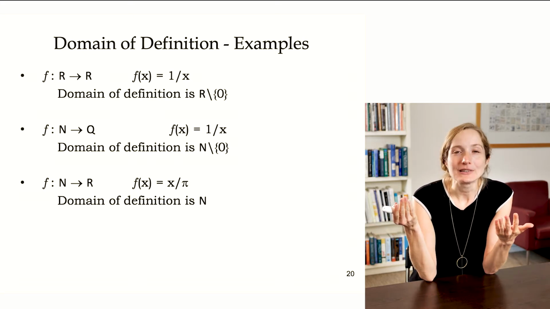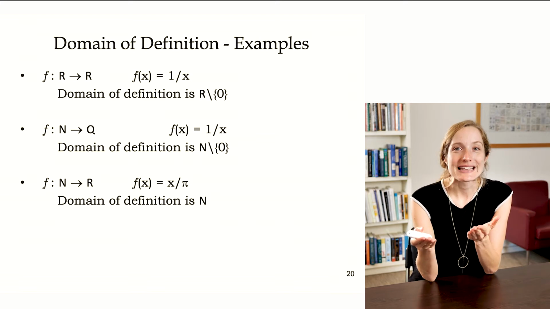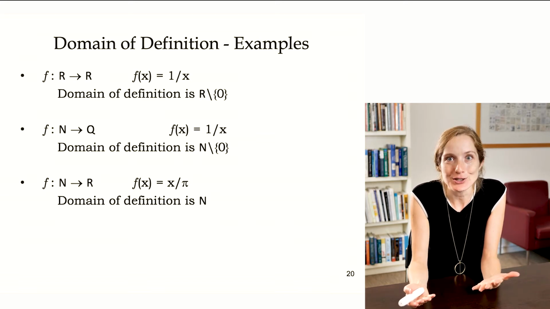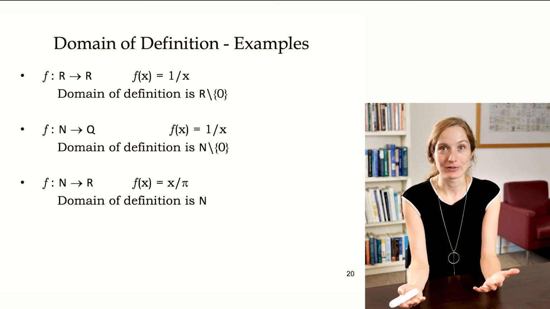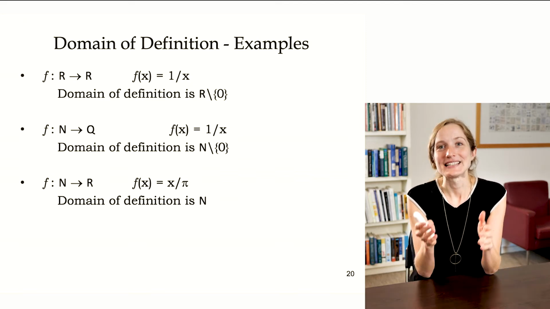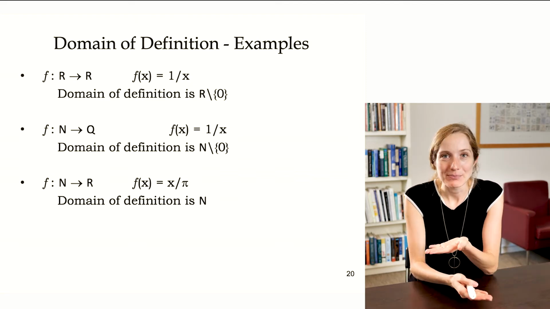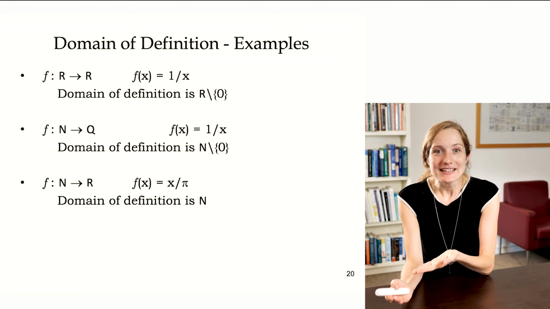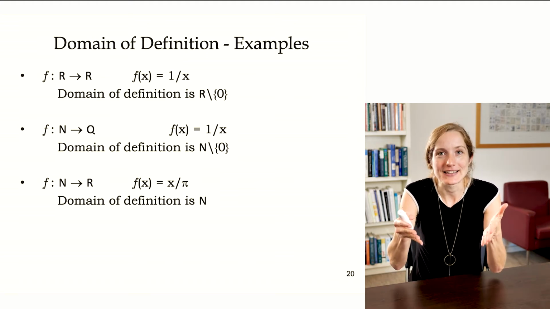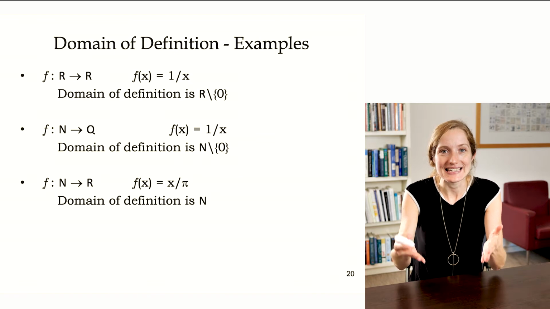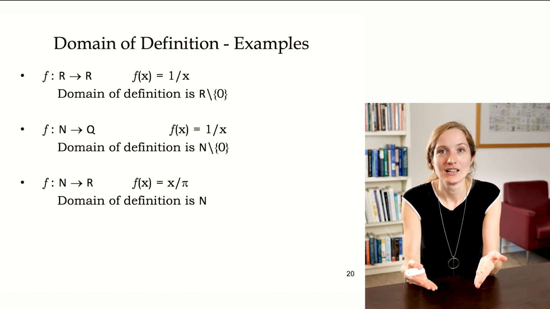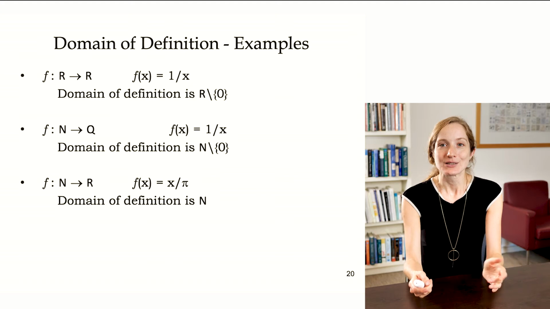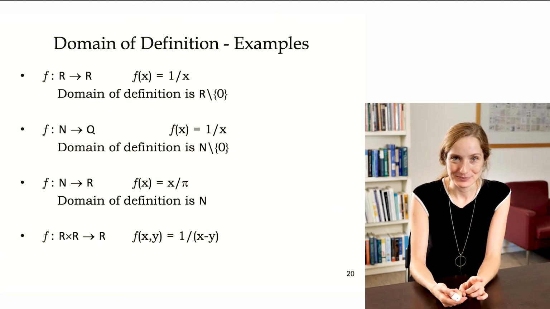But for example, if my codomain instead of the reals were the natural numbers, then in fact this function is not well defined on any input value. Because if I take a natural number and divide it by pi, I will get something that is not a natural number. And if I've stated that my codomain is N instead of R, then that's not a valid output value. So we'll see some examples of that form.